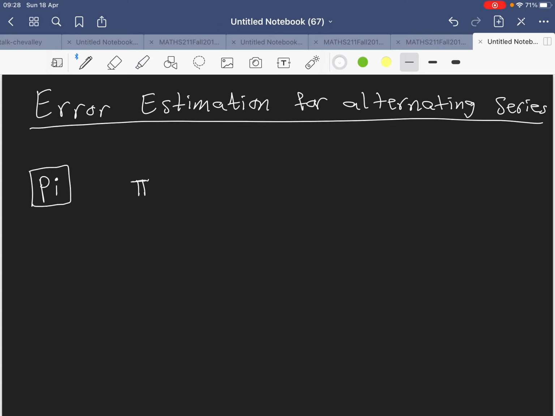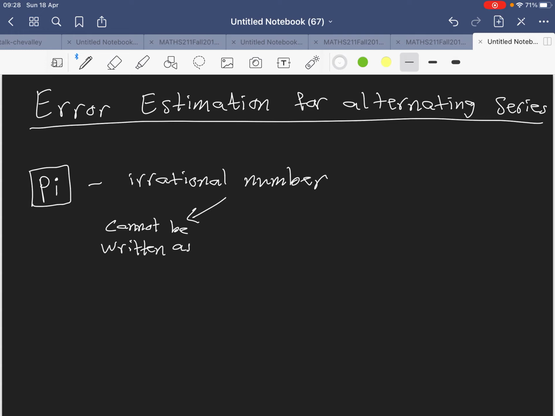Now the number pi, first of all, we call it an irrational number. And what that means is two things. First of all, it cannot be written as a fraction, so I cannot write it as a over b. That's one way of saying it is irrational.